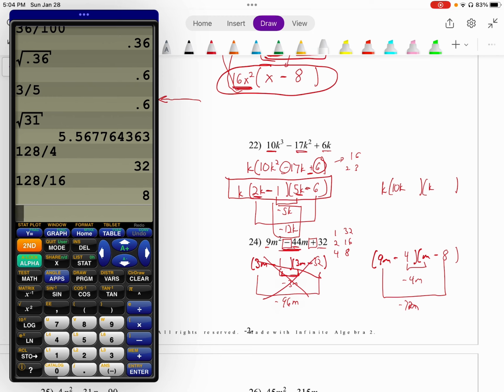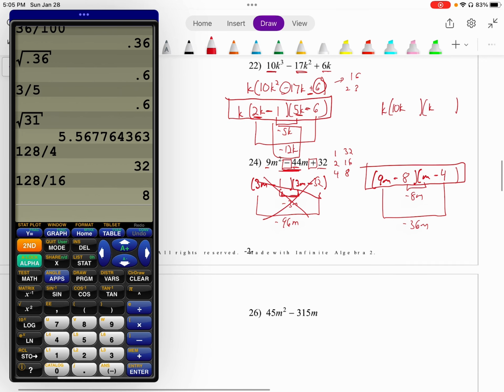However, with these, because the 9m and m are different, sometimes you actually want to switch these, and we'll switch the 4 and the 8. So let's put the 8 here and the 4 here. This is negative 8m and negative 36m. Those do add up to equal negative 44, which means this is our answer. So that one took a little bit more time. Guessing and checking, didn't get our answer right away.